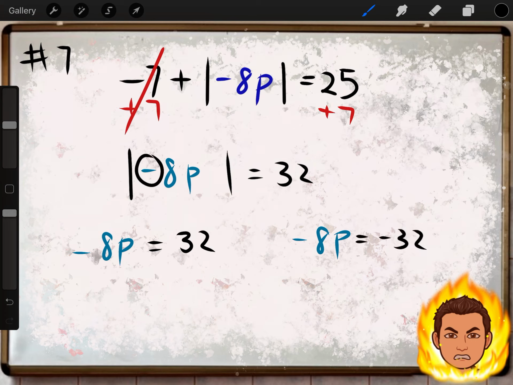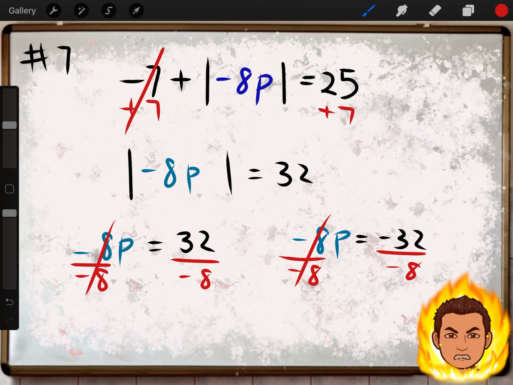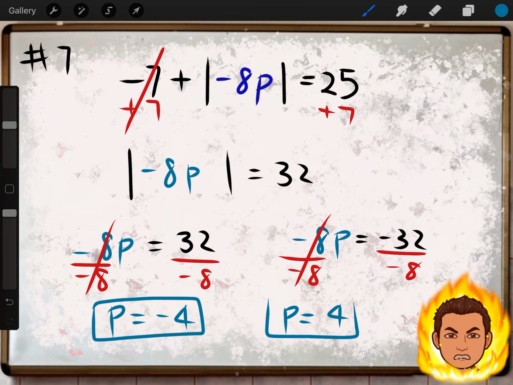Do not let this negative affect you. Just rewrite the negative. Okay. So the next thing you want to do is solve for p by dividing by negative 8 on both sides of both equations. That's helping me to get rid of that negative 8 from p. So it's going to be p equals negative 4. That's going to be your first solution. Or p equals positive 4. That's going to be your second solution.